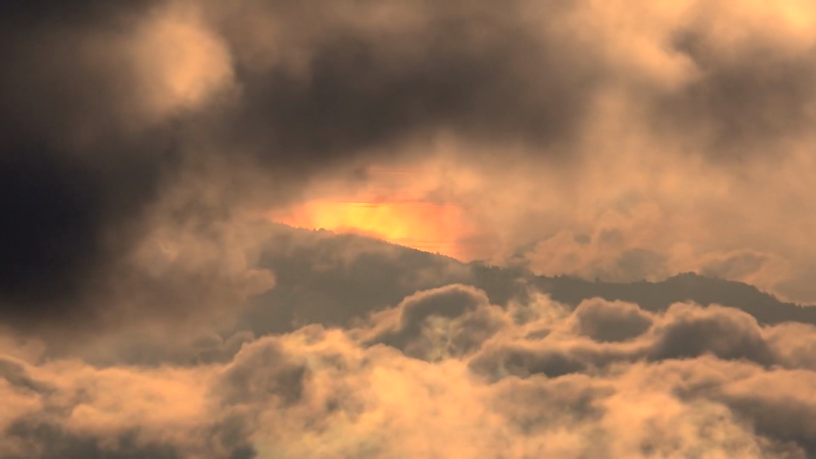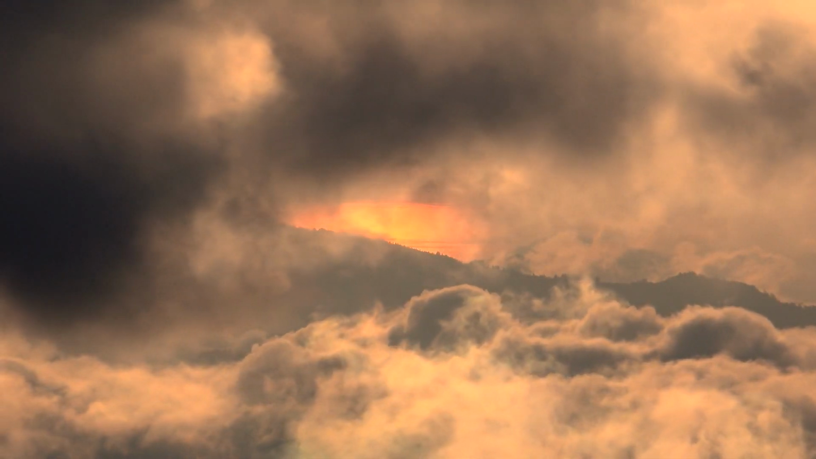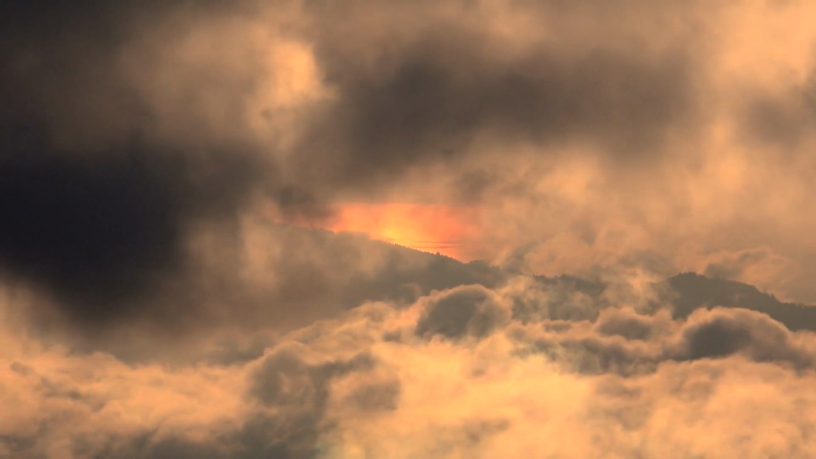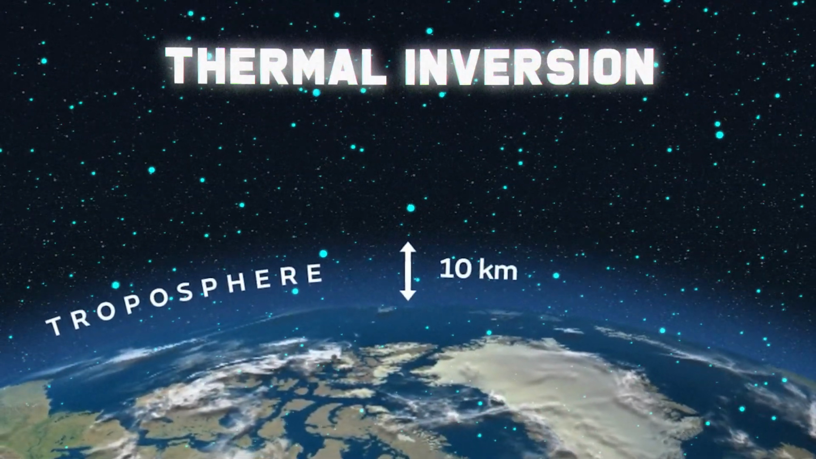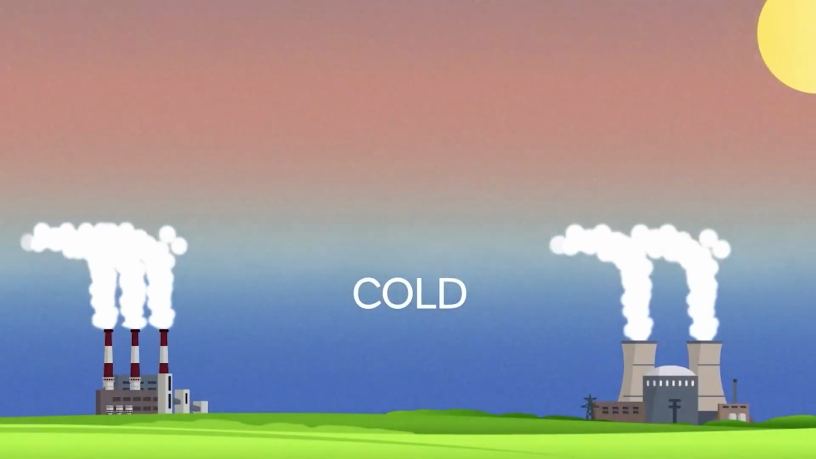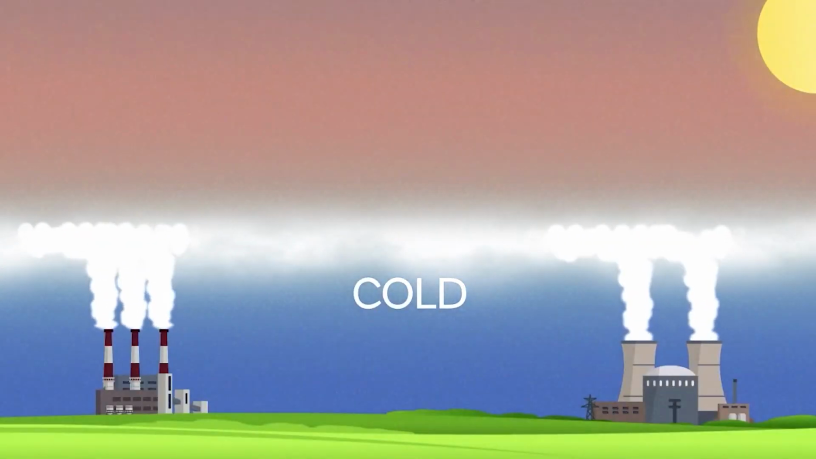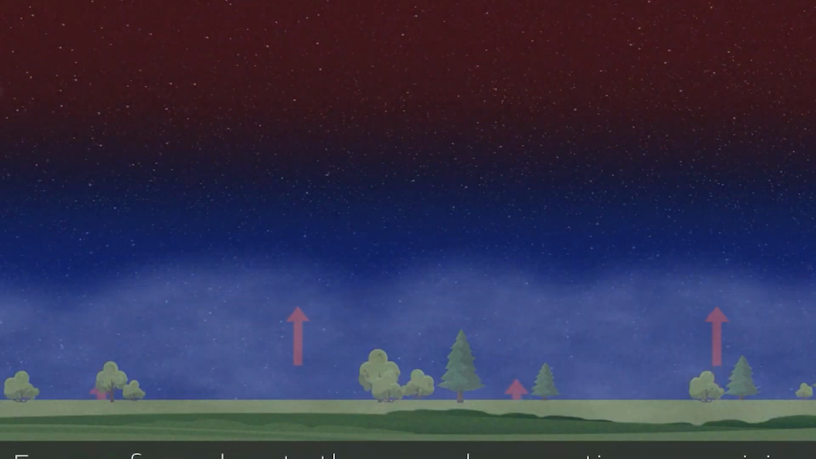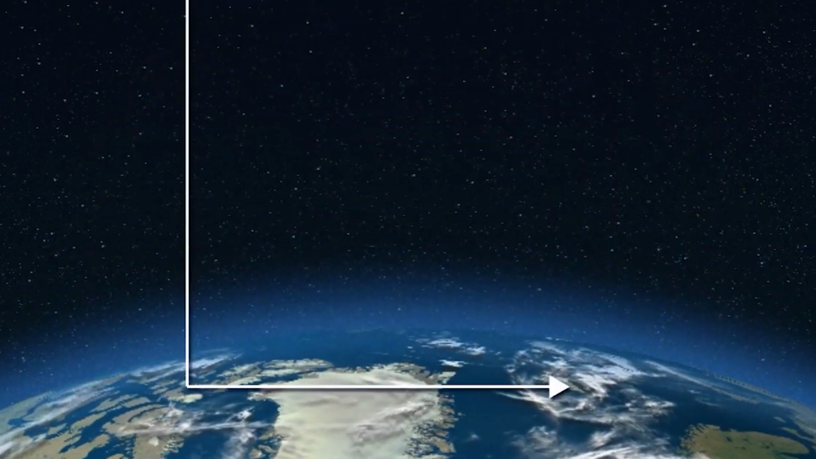Our journey into air pollution doesn't end here. There's a phenomenon that can exacerbate these issues: thermal inversion. In this event, the normal temperature gradient in the atmosphere flips. The air temperature at the Earth's surface becomes cooler than the air at higher altitudes. This inversion forms a sort of lid, trapping pollution, especially smog and particulates, close to the ground.